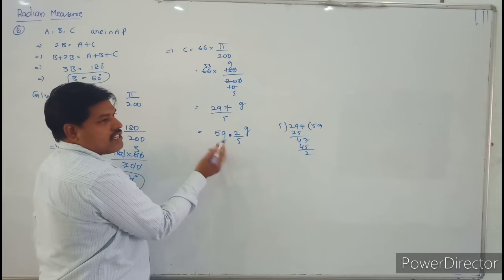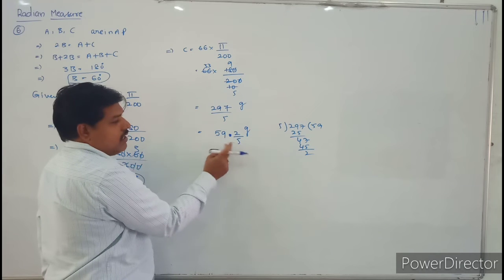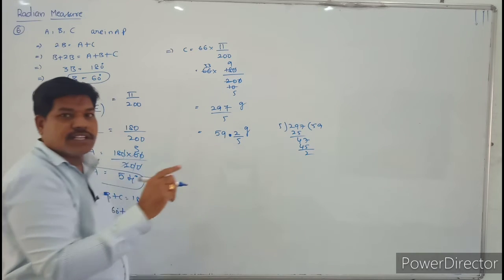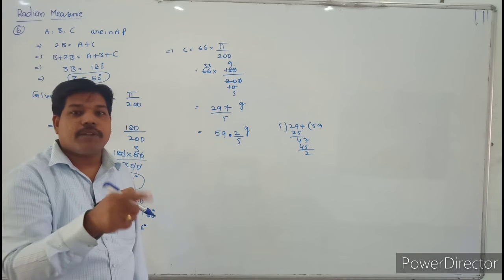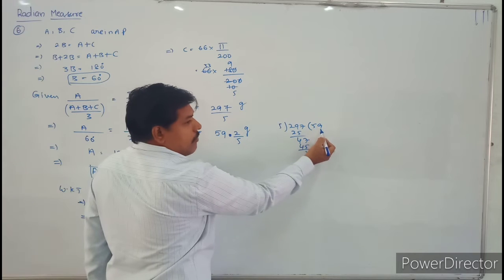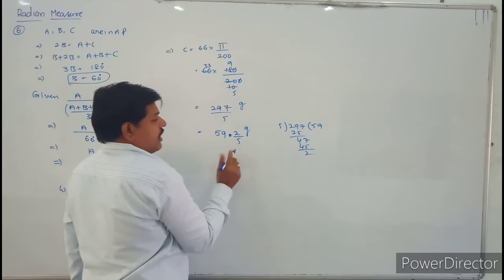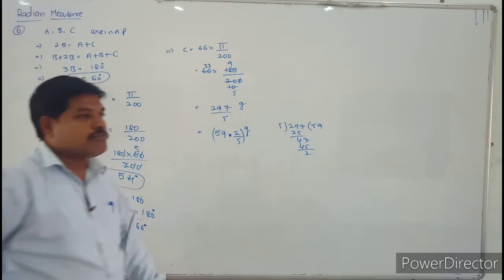297 by 5 can be written as 59 plus 2 by 5 actually. So we don't write that. How can you write this? 59 into 2 by 5; the meaning is nothing but 59 plus 2 by 5. That is the grades. So observe the answer.